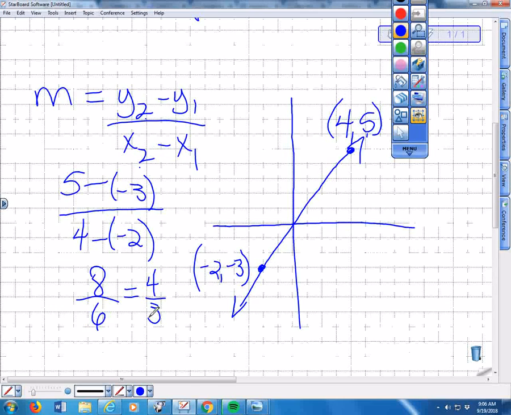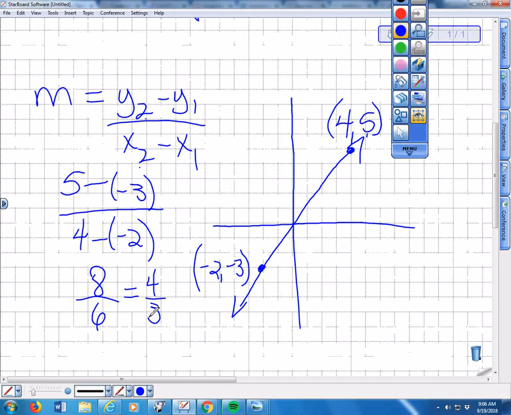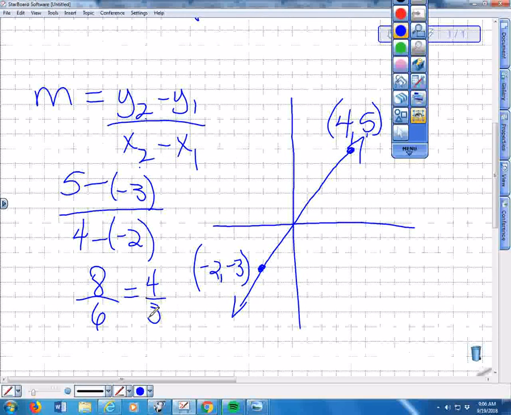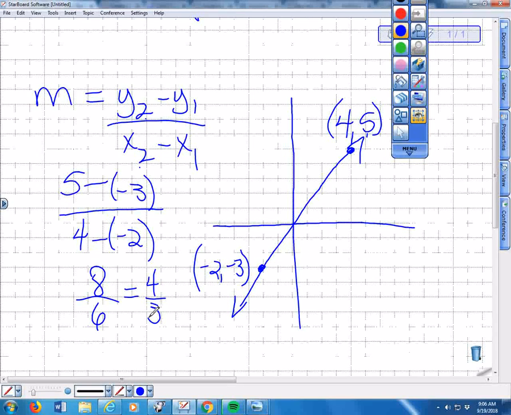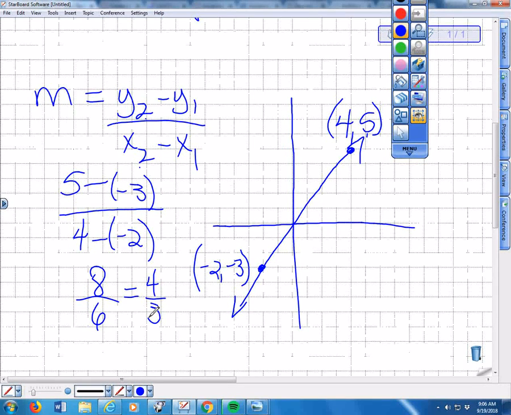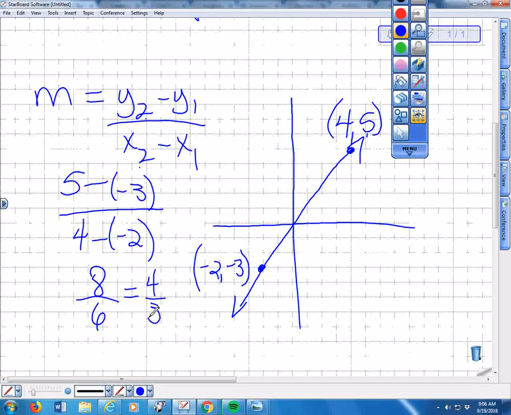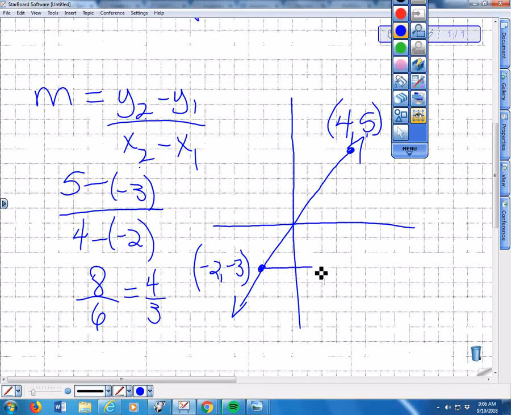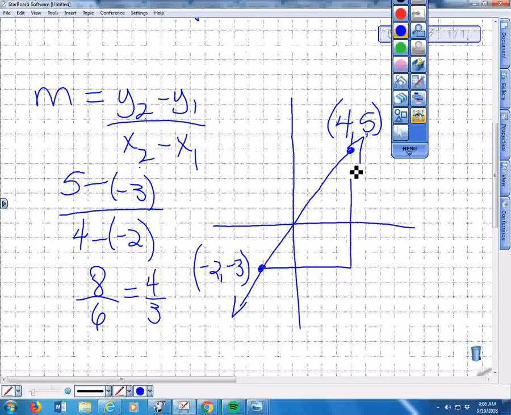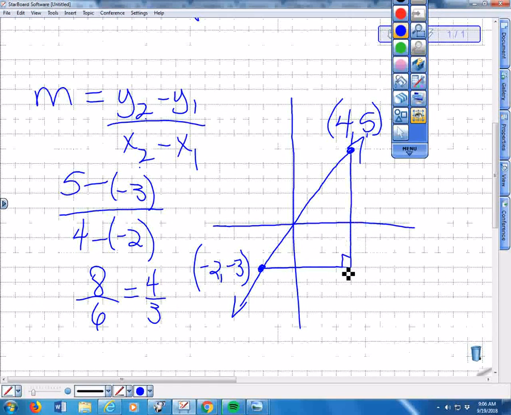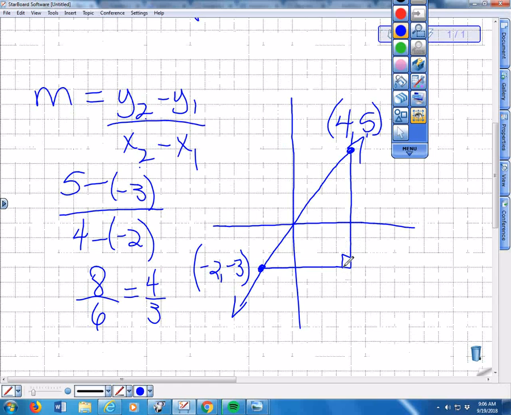I think there's an easier way to find the slope, and something that you don't really have to remember a formula for. And it's something that the section talked about, which is called the triangle method. The triangle method says just create a right triangle between the 2 points.